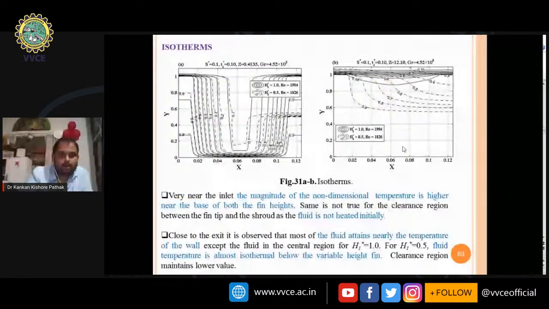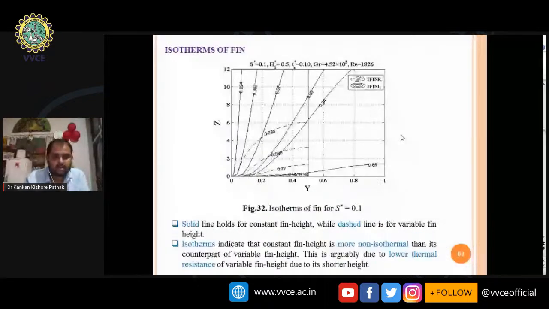Now isotherms of the fins, we can see that this solid line is for the constant height fin or a conventional design, while the dashed line is for the variable fin. Isotherms indicate that the constant height fins are actually non-isothermal, more non-isothermal than their counterpart, the variable height. This is because of the lower thermal resistance of variable fin height due to its shorter length. Because it offers a shorter length, the variable fin is more isothermal.